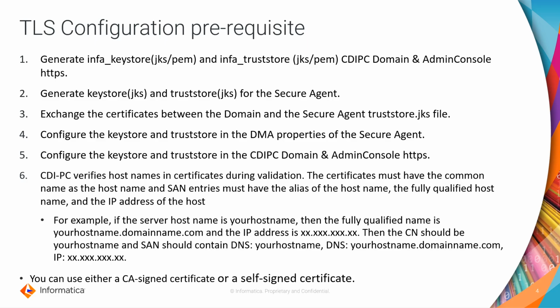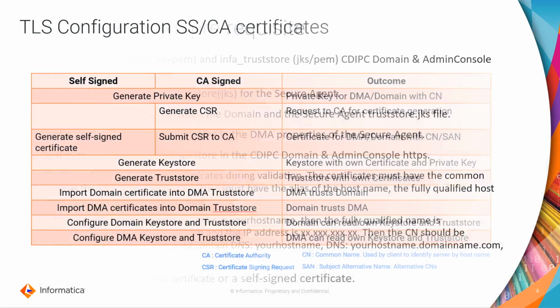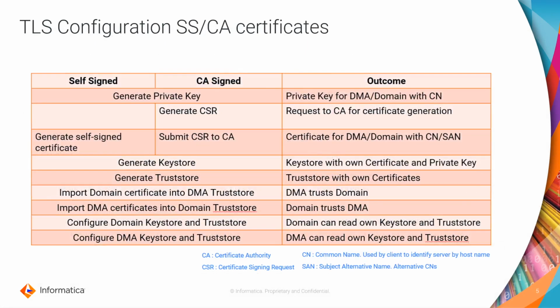And we know the CDI-PC domain supports CA-signed certificates or self-signed certificates. No other type of certificates are supported here. Now we know the prerequisites for the CDI-PC domain. The next step is how a user can get the certificates. As I said, there are two types of certificates supported for the CDI-PC domain, self-signed and CA-signed.